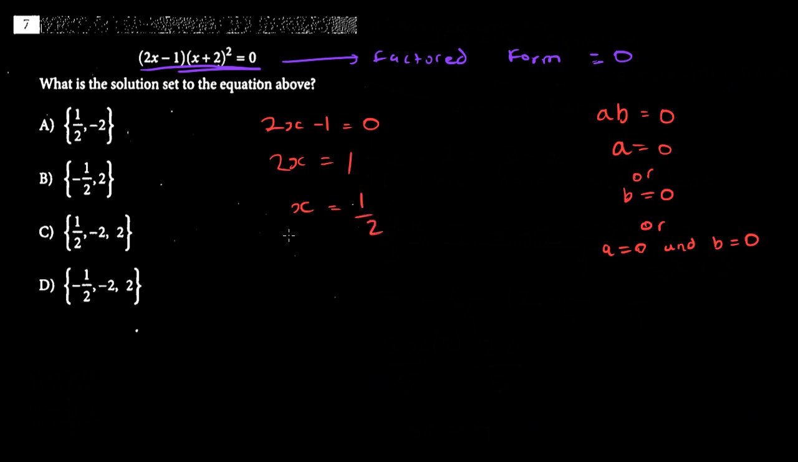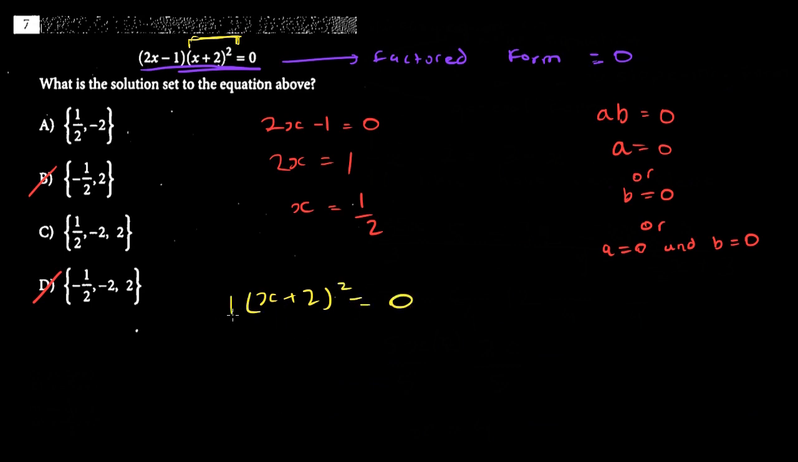That's one solution already. And so we can cancel out B and D, right? Those answer choices do not have positive half. And then our second solution is going to be when we equate this factor to 0. And so that's going to be x plus 2 squared equals 0.